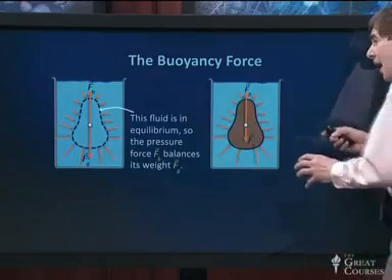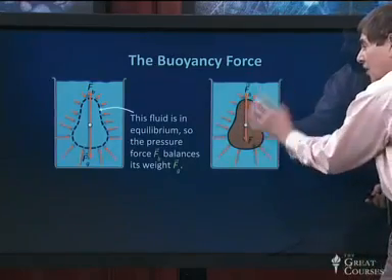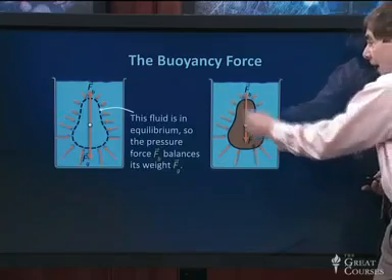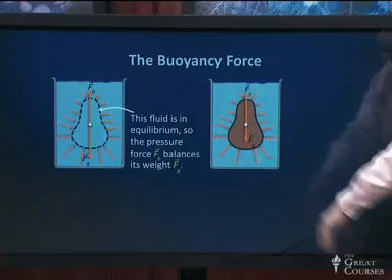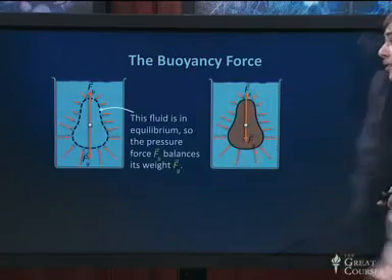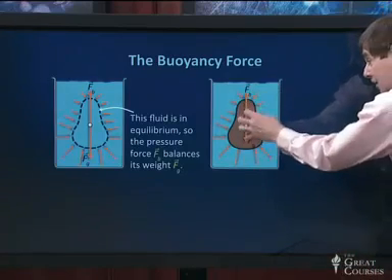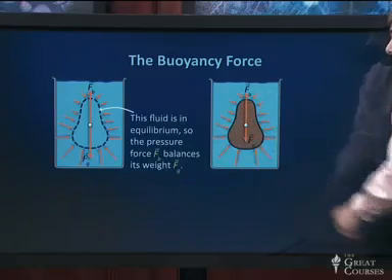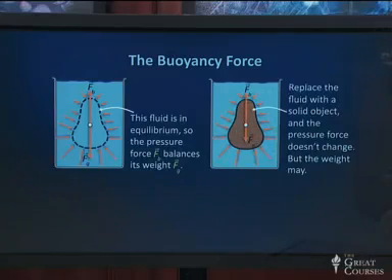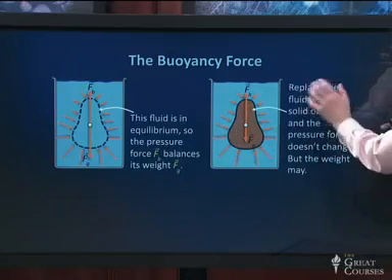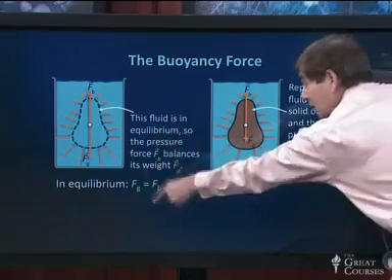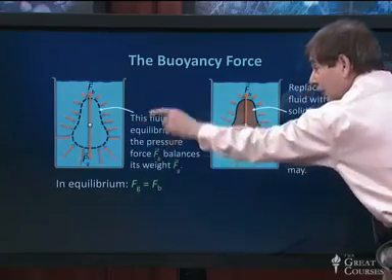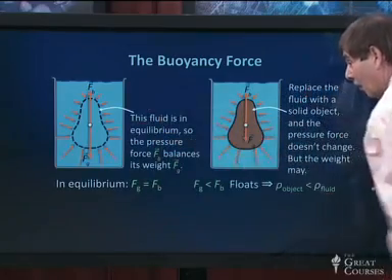If I replace that funny-shaped piece of water with a solid material, that wouldn't change in any way these forces that are coming in from the surrounding water. But it would change the gravitational force, because if this thing weighs differently than the water, then it's going to experience a different gravitational force. So we've replaced the water with a solid object. The pressure force doesn't change, but the weight may. In equilibrium, these two forces are equal, the gravitational force and this buoyancy force on the water.